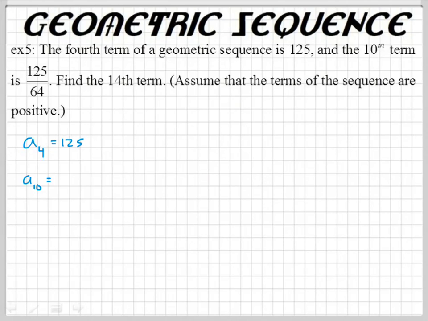What was a sub 10? 125 over 64. Okay, now some of you weird geniuses might be able to figure this out without seeing an example of it, but I'm just going to show you guys an example. It's kind of a pattern that you can use to solve other problems similar to this one. Now keep in mind, this is the 10th term. This is the 4th term.